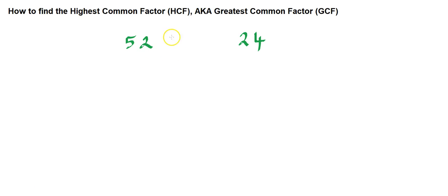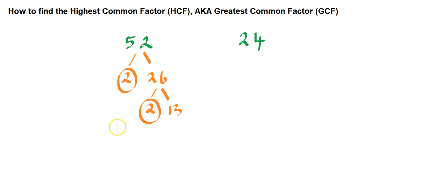Okay, so the highest common factor of 52 and 24. Let's try that. Let's do our prime factorization tree. So 2 times 26 will give us 52. 2 is a prime number, circle it. 2 times 13. So 2 is a prime number, 13 is a prime number. We're finished with 52. Now we know we're finished because 2 times 2 equals 4, right? And then 4 times 13 equals 52.